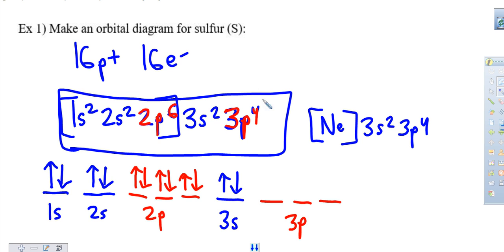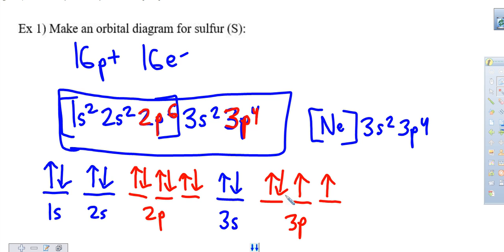And then next up is the 3p, and there's only 4 here. So I'm going to put 1 electron in each of the 3p orbitals. And it doesn't matter if you put the down arrow first or the up arrow. If I have it, I always put the up arrow first. So just pick one direction of an arrow and fill it with 3 ups or 3 downs. But I still have 1 more electron left.